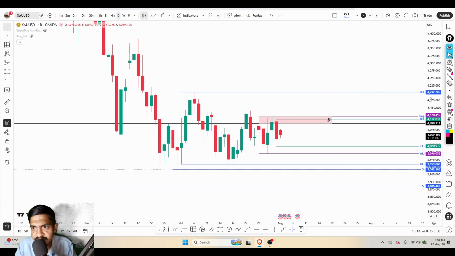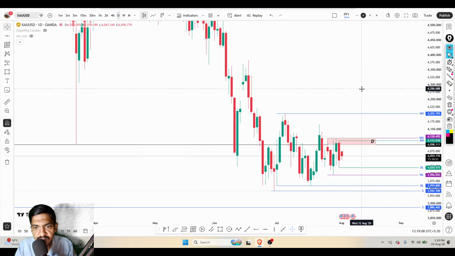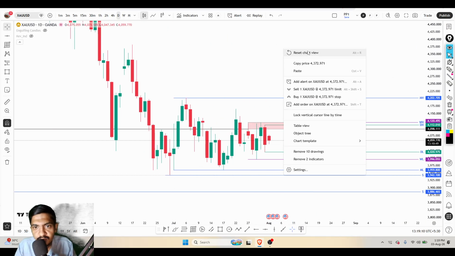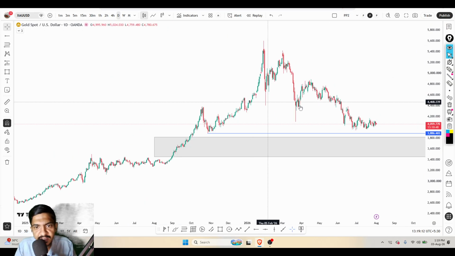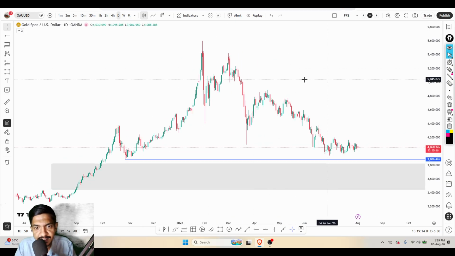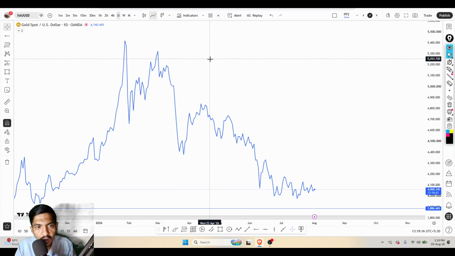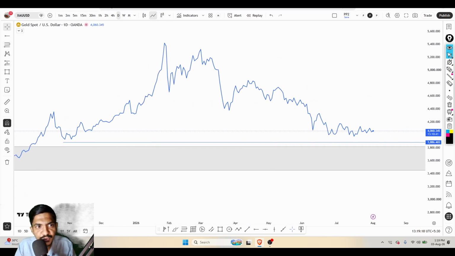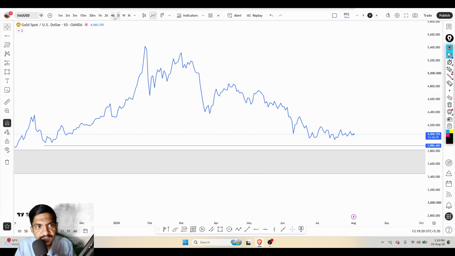Until and unless we break past this resistance, don't search for a buy opportunity. Okay, traders, don't search for a buy opportunity. Now wait, I'll be going deep into this. One more thing is very, very important. I'm going to draw it here on this chart. On the daily time frame, traders, I've already shown you there are a few trend lines.